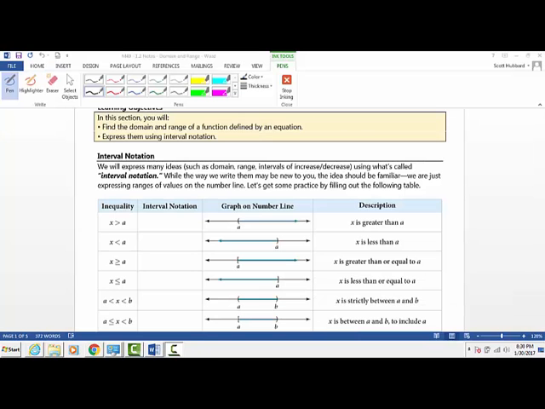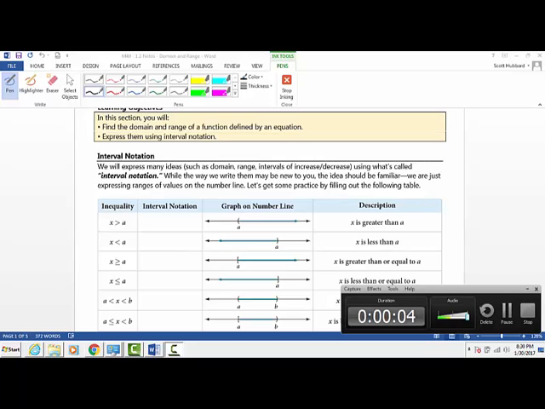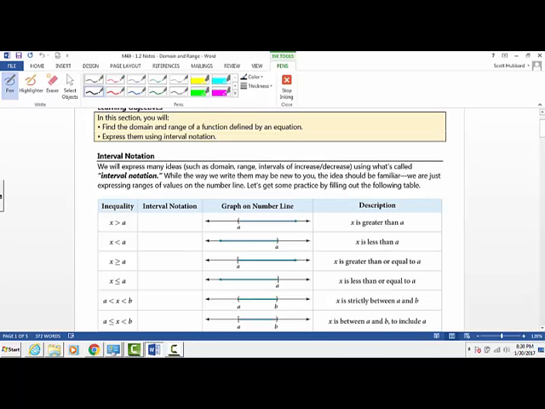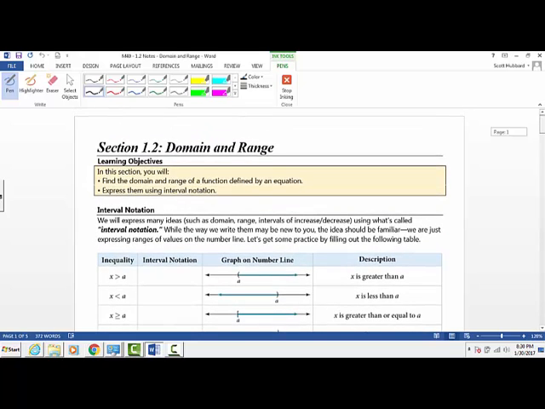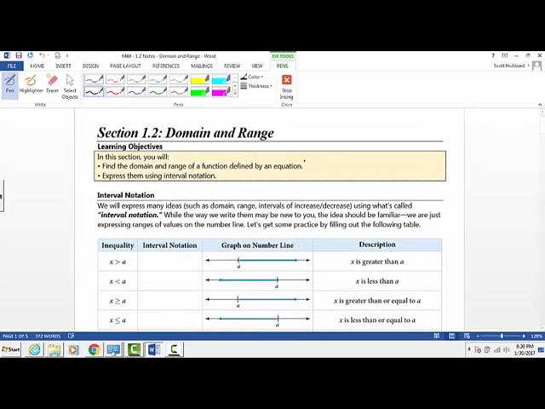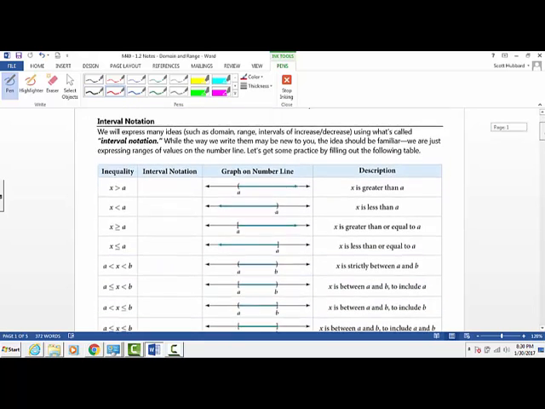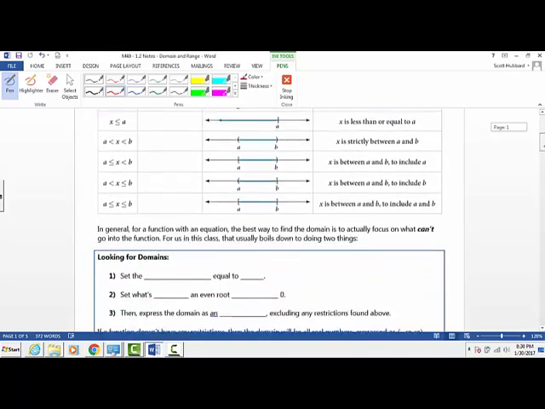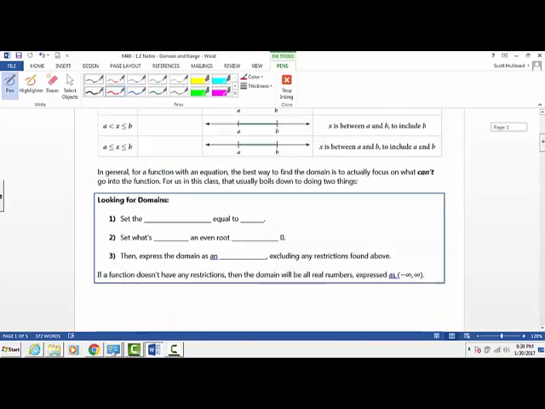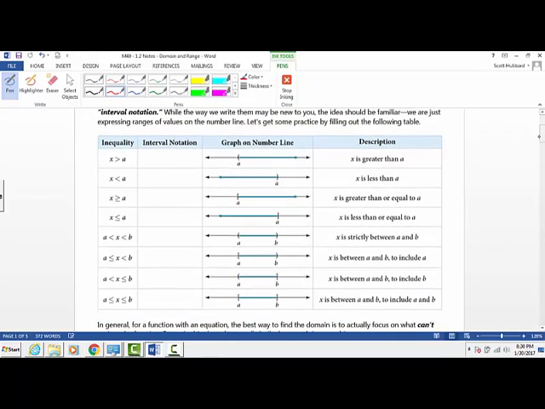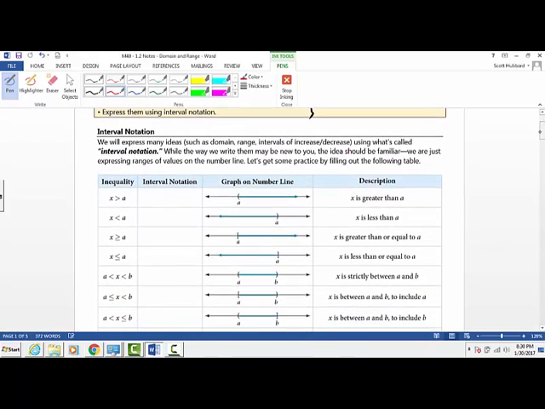Okay, class, so we are going to be doing section 1.2 now, domain and range. And again, these are our two learning objectives. Let's jump right in. We're talking about domain and range mainly today. Remember, domain was talking about the set of all inputs, and the range was talking about the set of all outputs. To talk about that, we need to use what's called interval notation.